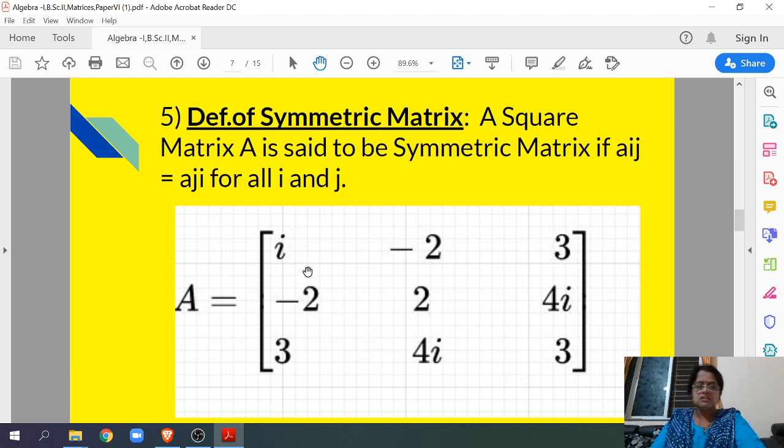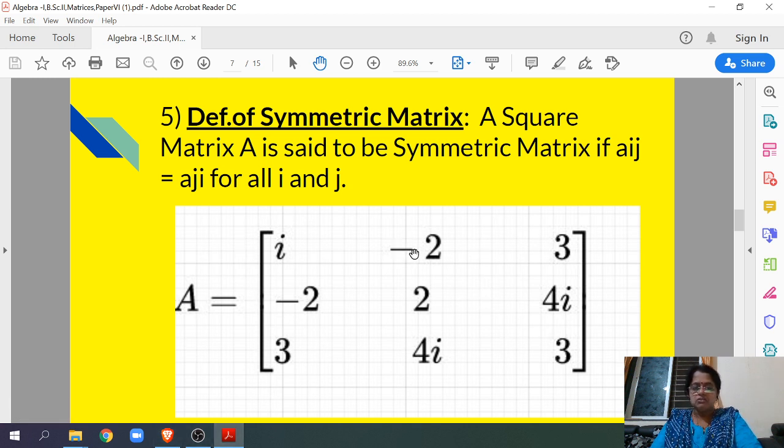Now we will see the definition of symmetric matrix. A square matrix A is said to be a symmetric matrix if Aij is equal to Aji for all i and j. Aij is equal to Aji means if i is 1 and j is 2, then A12 should be equal to A21.